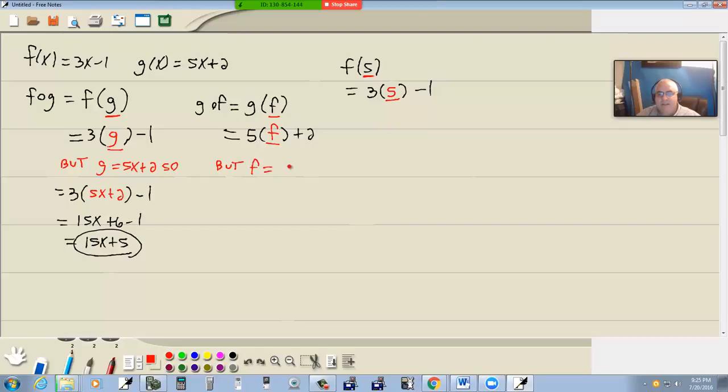But f is equal to 3x minus 1. So this gets rewritten as 5 times 3x minus 1 plus 2. 5 times 3 is 15x. 5 times negative 1 is negative 5, plus 2, which gives us 15x. Negative 5 plus 2 is negative 3.